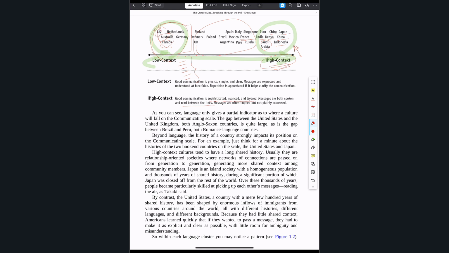So anyway, that's the difference between the low context versus high context cultures. Now you should be asking yourself, how can you navigate yourself in a high context culture if you come from a low context culture, and vice versa? How can you be more effective in a low context culture if you come from a high context culture?